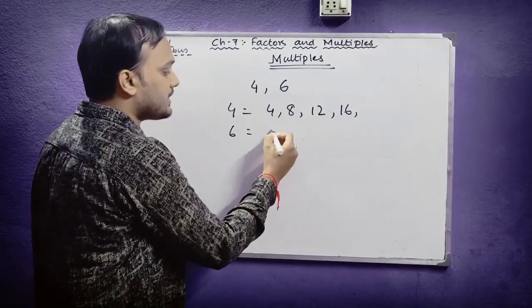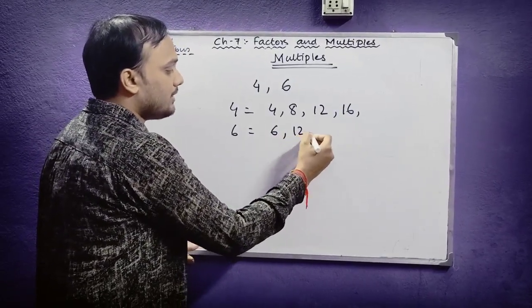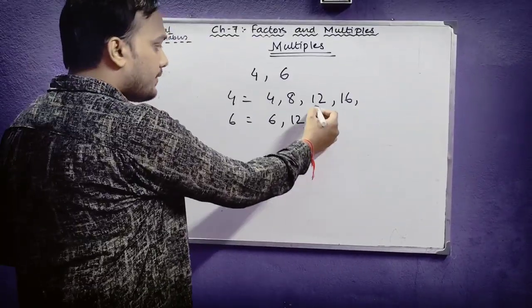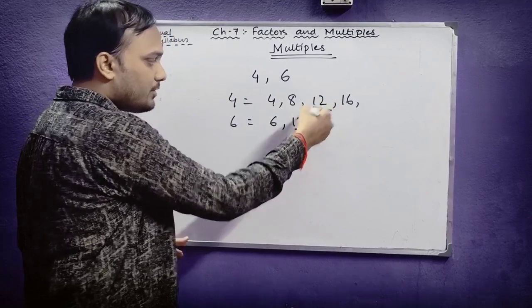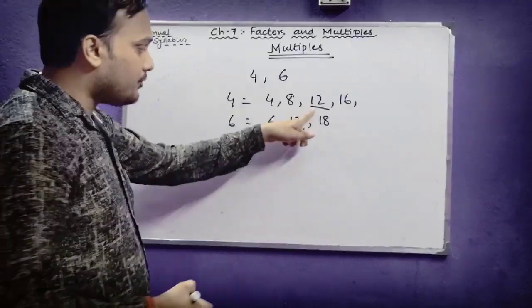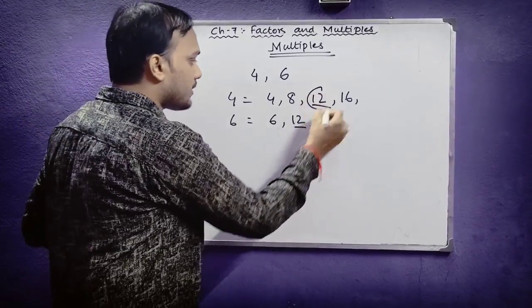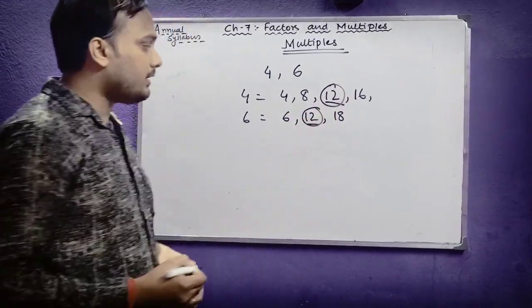That means 6 ones are 6, 6 twos are 12, 6 threes are 18. We don't have to go further because we have found a number which is common to both the numbers. Like we have found 12 is present here and 12 is present here also. So 12 is the common multiple of 4 and 6.